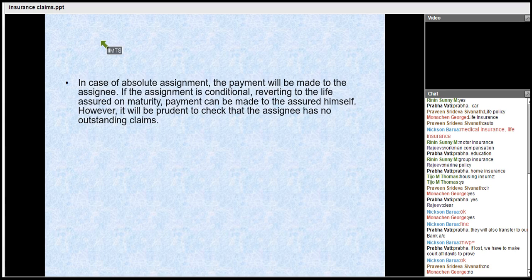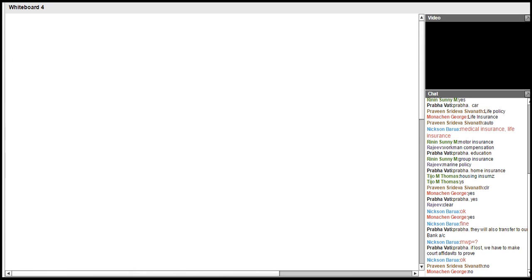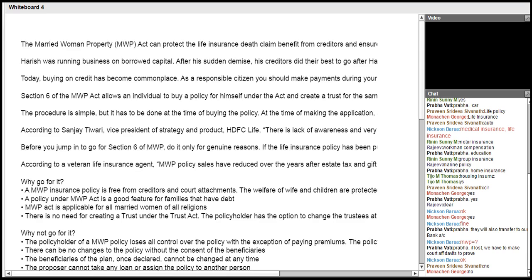Once the documents are received, the insurer sends a post-dated check a few days in advance. Once they verify everything, then they are going to send you the post-dated check.